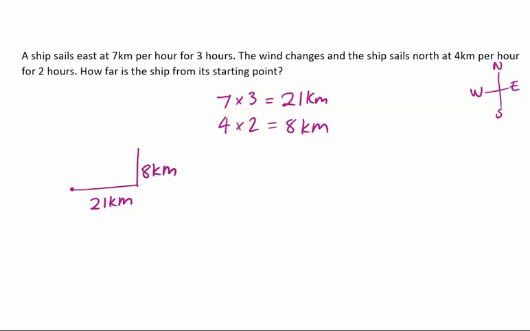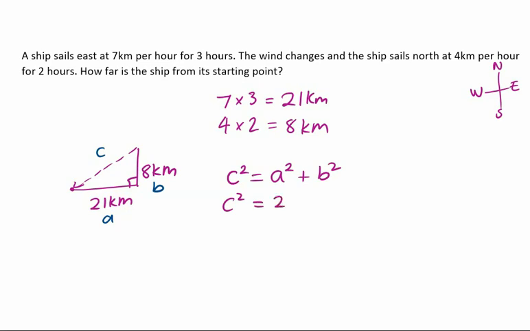I want to know how far the ship is from its starting point, which I'll represent with this dotted line. I can see now a right angled triangle, which tells me that I can use the Pythagorean theorem to determine the unknown side. I'll call it C, and the other two sides I'll call A and B. We're finding the hypotenuse in this example, so we will use the Pythagorean theorem rearranged so that C squared is the subject. And we'll pop our values in.